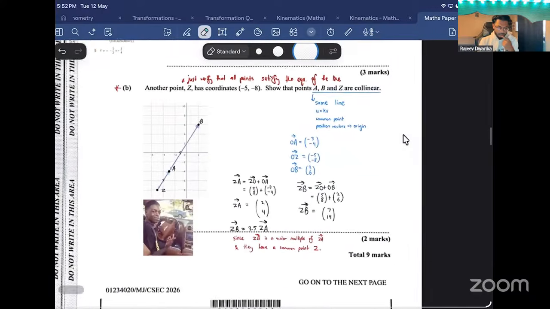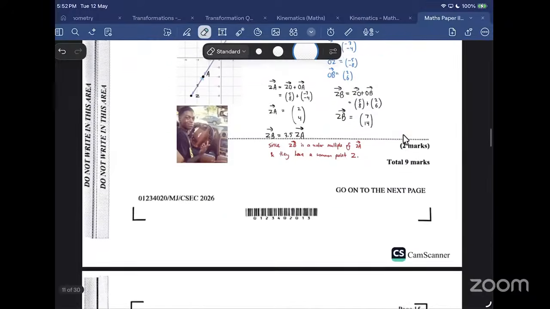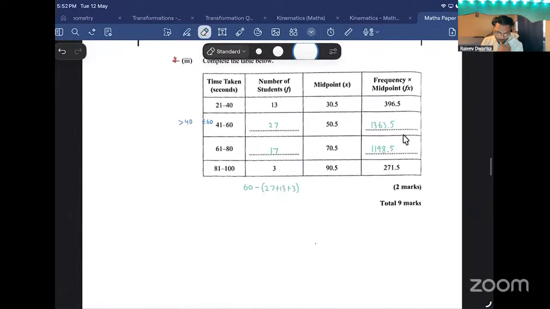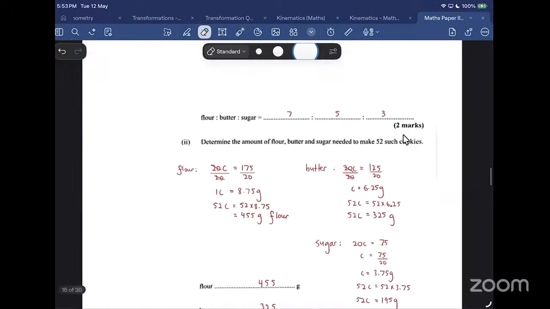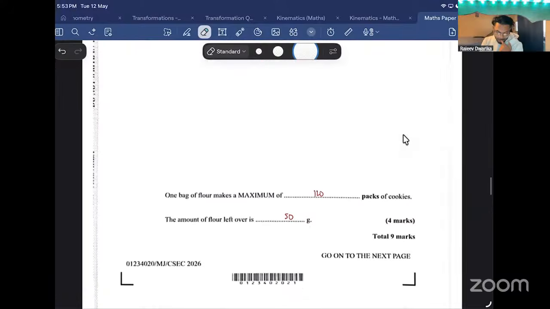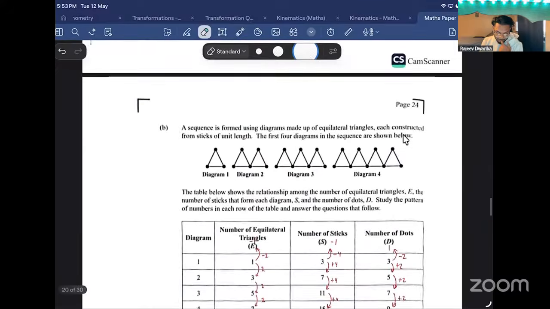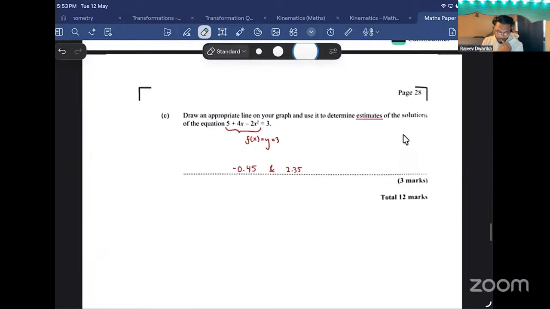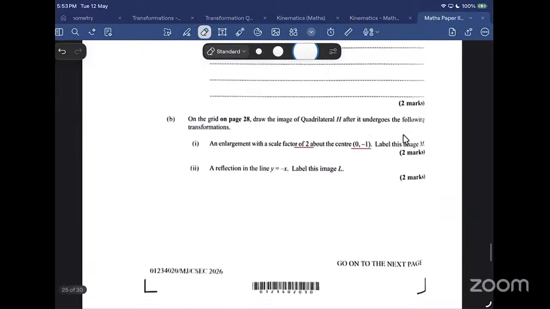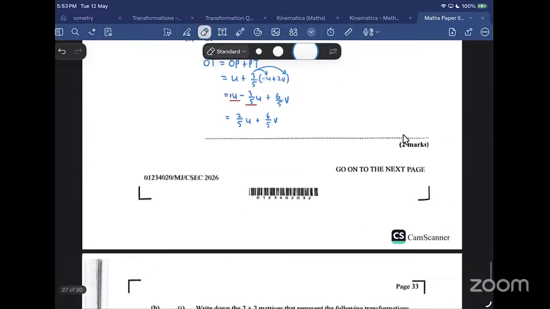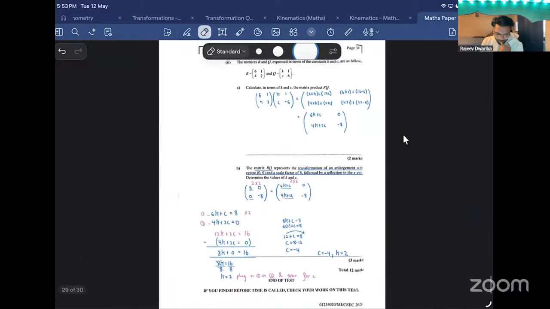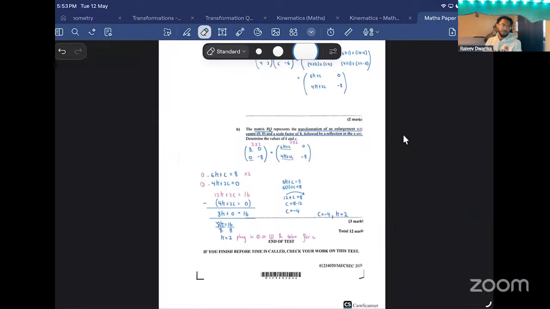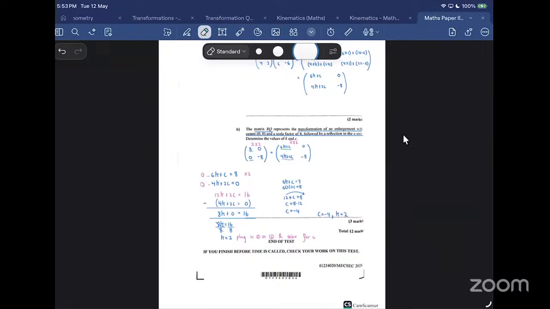Put 2 marks down. Put 2 marks down. Put 3 marks down. Put 2 marks down. Put 4 marks down. Put 3 marks down. Put 7 marks down. How much marks? 21. So I think all the other questions are pretty standard.